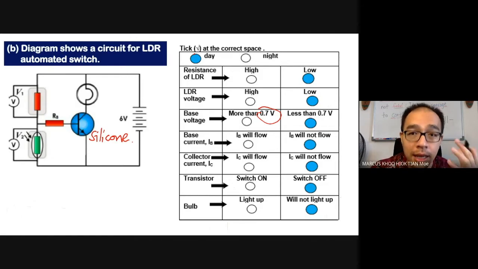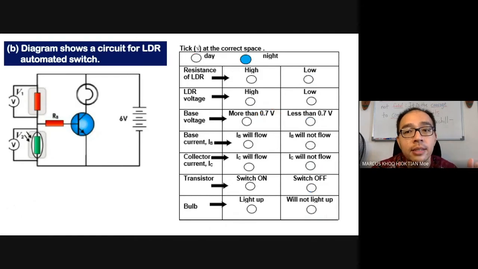Okay, likewise at night. Now, same thing, look at the position of the LDR. Position of LDR is down here. So at night, the resistance of the LDR will be high. So the LDR voltage will be high, will increase the base voltage, become more than 0.7, which is the junction voltage, and that will cause the base current to flow. Base current flow, collector current flow, transistor switch on, bulb will light up.